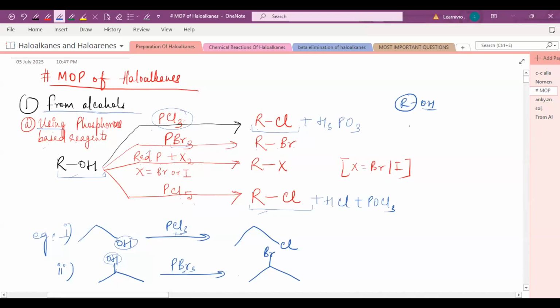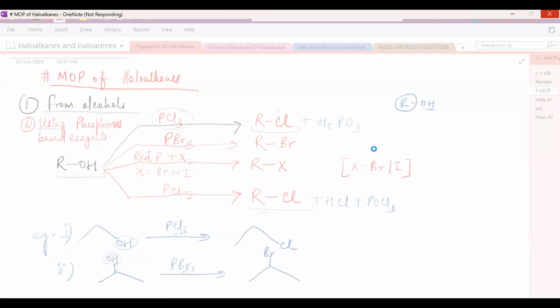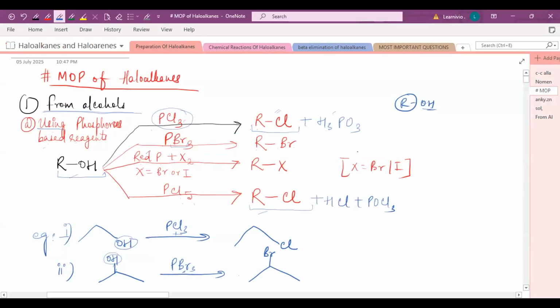Suppose this ROH is your alcohol, and you treat it with PCl3. In this process, the OH is replaced by the chlorine group, and you will get the corresponding haloalkane, the alkyl chloride. The byproduct you will get is H3PO3. Clear?